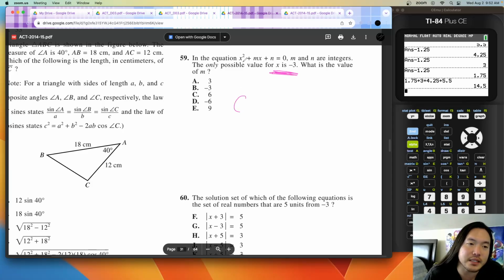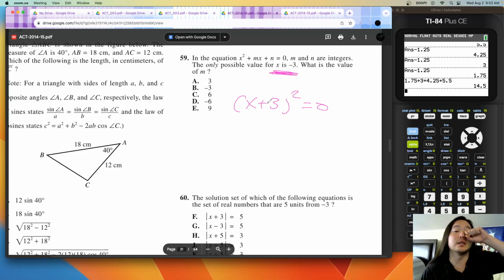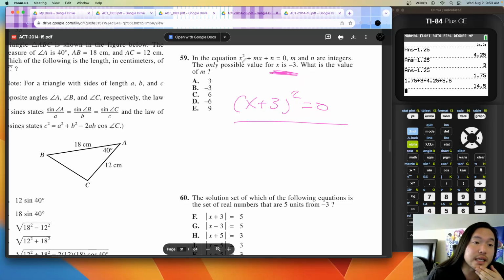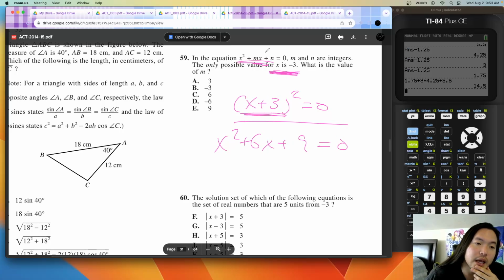Well, that must mean that this is factorable, and that this is the solution, right? So hopefully you recognize that if you have this, that means that the solution is negative 3. They're saying that we have this parabola, and the only solution is negative 3. That must mean that this is equal to this. And what is the value of m? Now we can FOIL this. We get x squared plus 6x plus 9. M is 6.